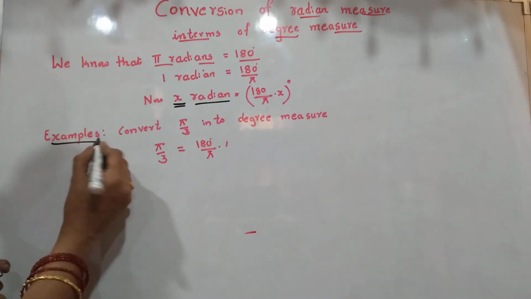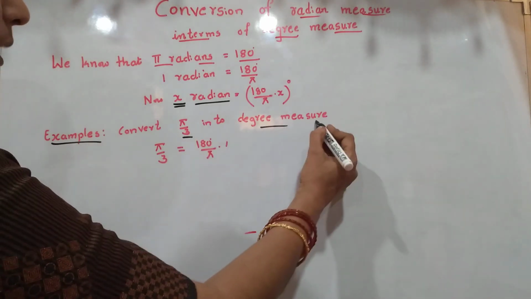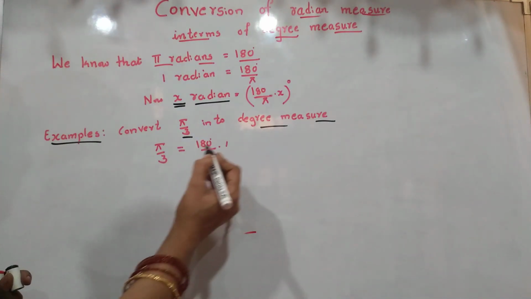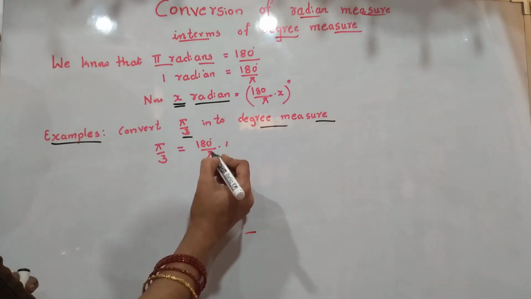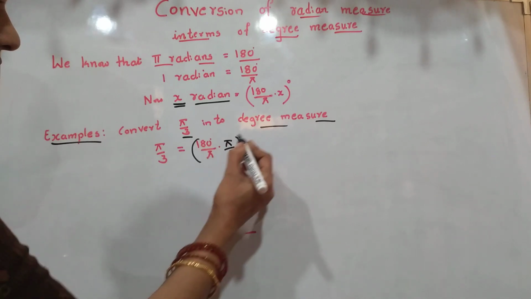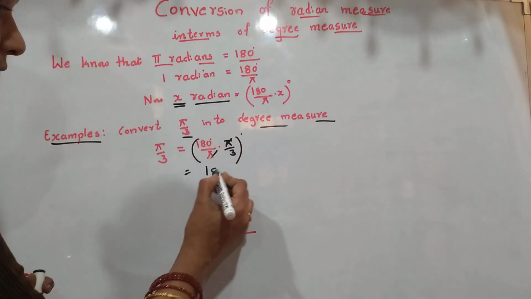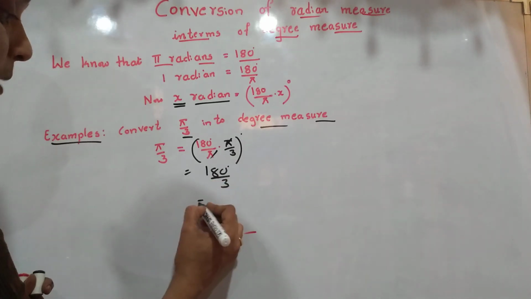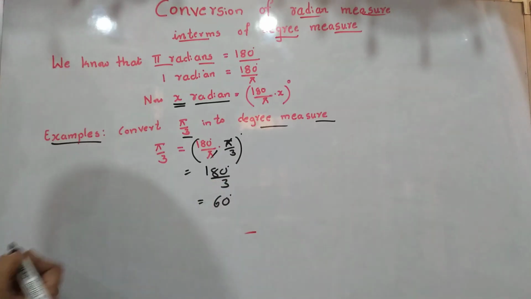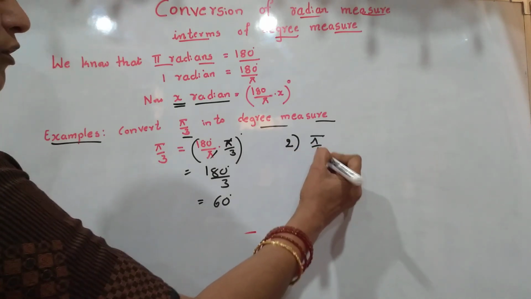Now, I will consider the examples. Convert pi by 3 into degree measure. Pi by 3 is equal to 180 degrees upon pi, into this pi by 3 I have to multiply. The answer will be in terms of degrees. Now pi cancels. 180 degrees upon 3 is 60 degrees. Second example, pi by 4.